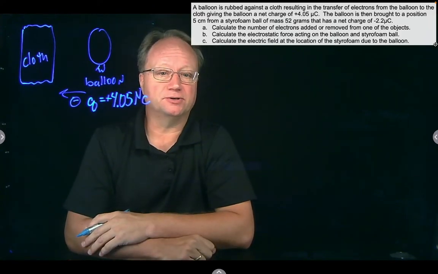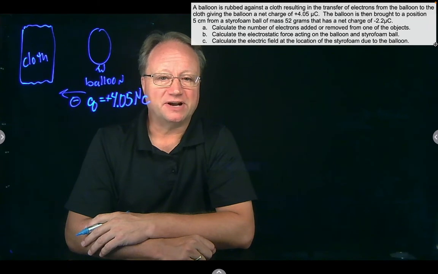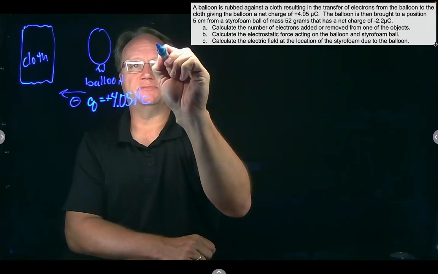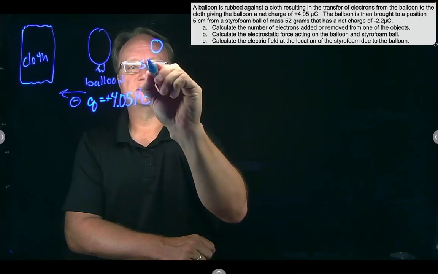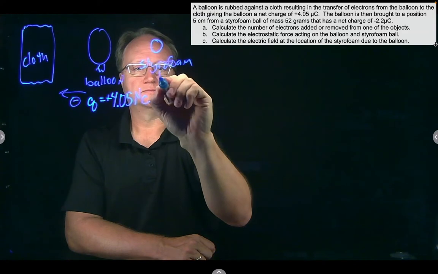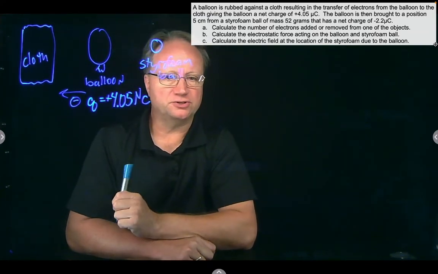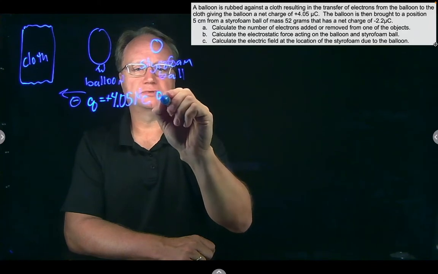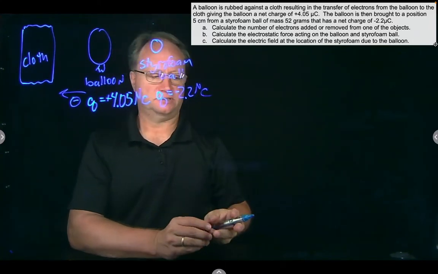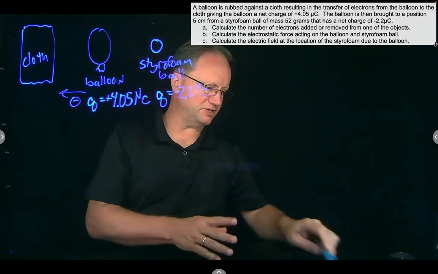that were transferred. Now the balloon is brought to a position 5 centimeters away from a styrofoam ball. So then we have another object. Styrofoam ball. And the styrofoam ball has a net charge of negative 2.2. And it is 5 centimeters away.